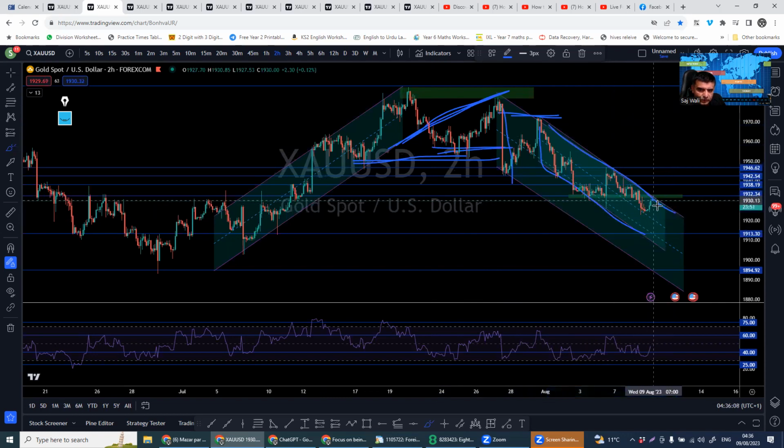So we are within this channel, on the top side of the channel, and as you can see, this level has been broken and retested here. Now I expect tomorrow the price to come down at least to this smaller channel first, and then after consolidating, or maybe going back, it's possible it can come down to the 1900 level roughly.